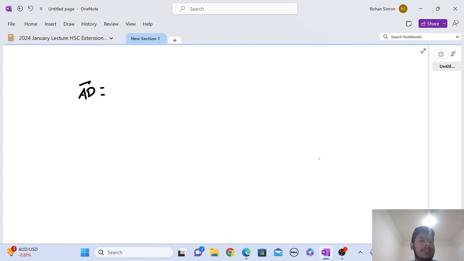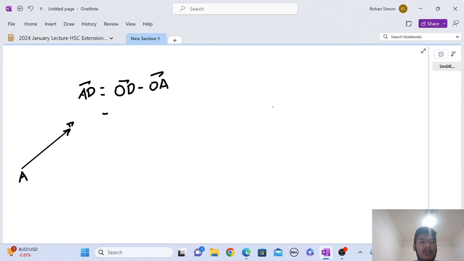Well, it's the vector from A to D. And remember, each of these points have their own position vectors. So it's the finish minus the start. That's something that you guys can use all the time. If you've got the vector AD, that's going to be OD minus OA.